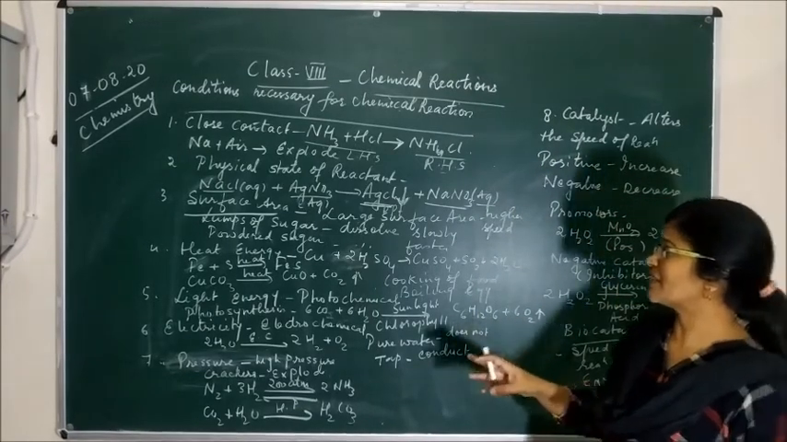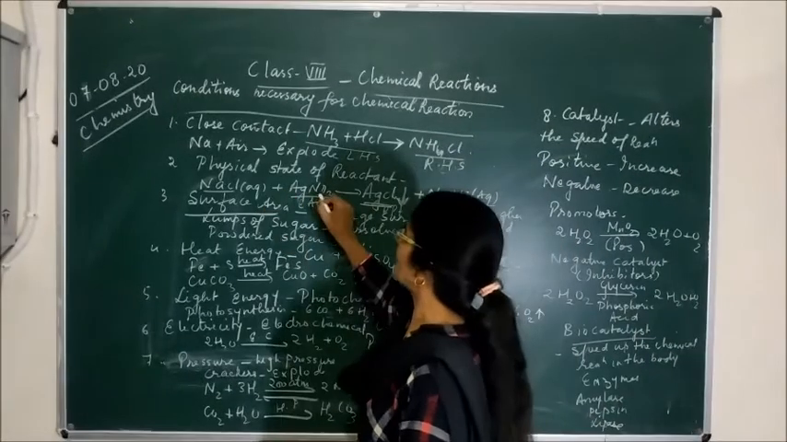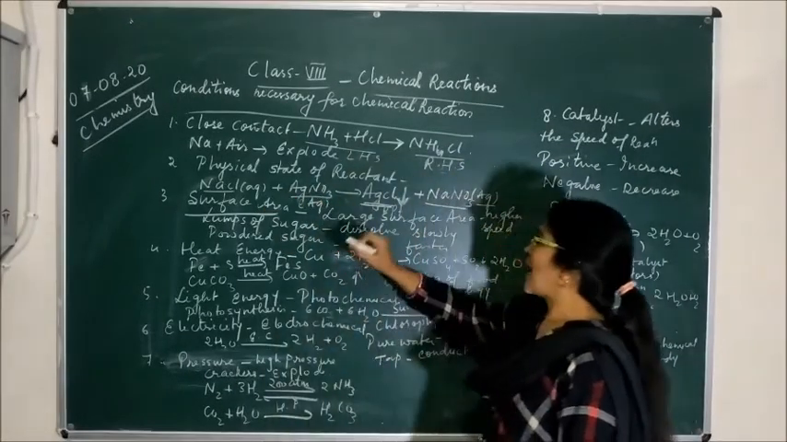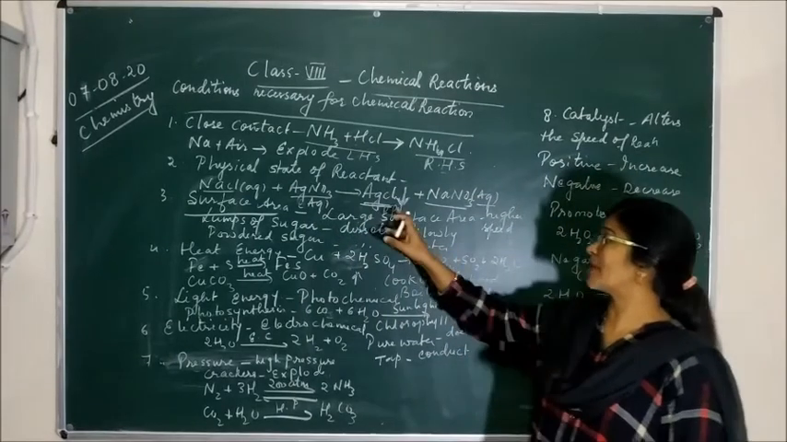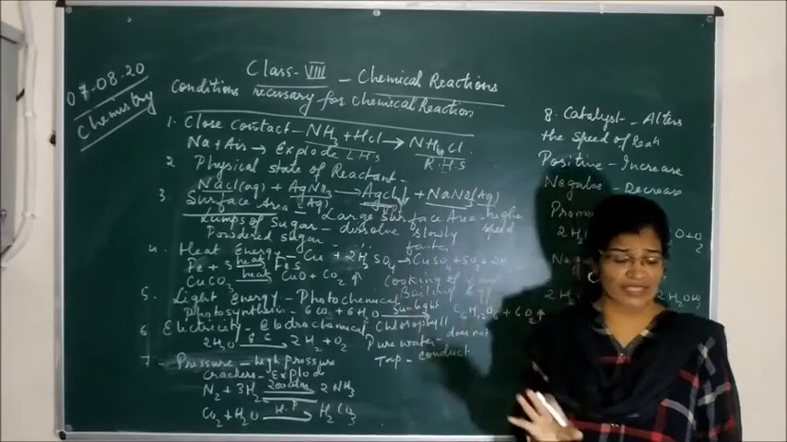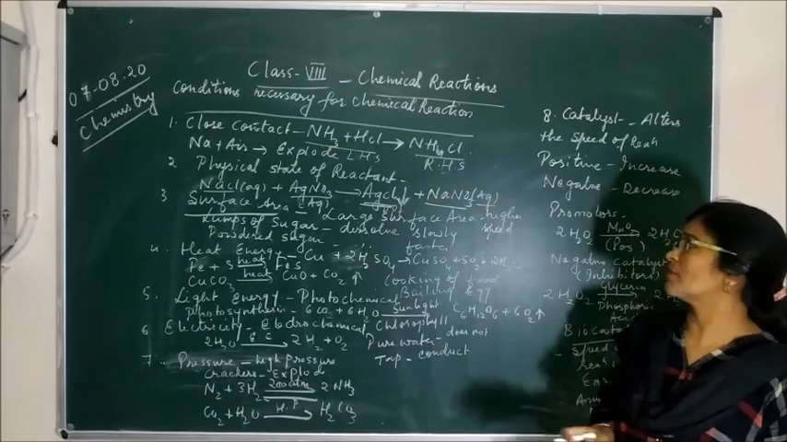So here we can see that both the sodium chloride and silver nitrate are in the aqueous state, and when they combine together, it forms the precipitate. It is not in the aqueous state, but we can say it is the insoluble solid which is formed during the chemical reaction.